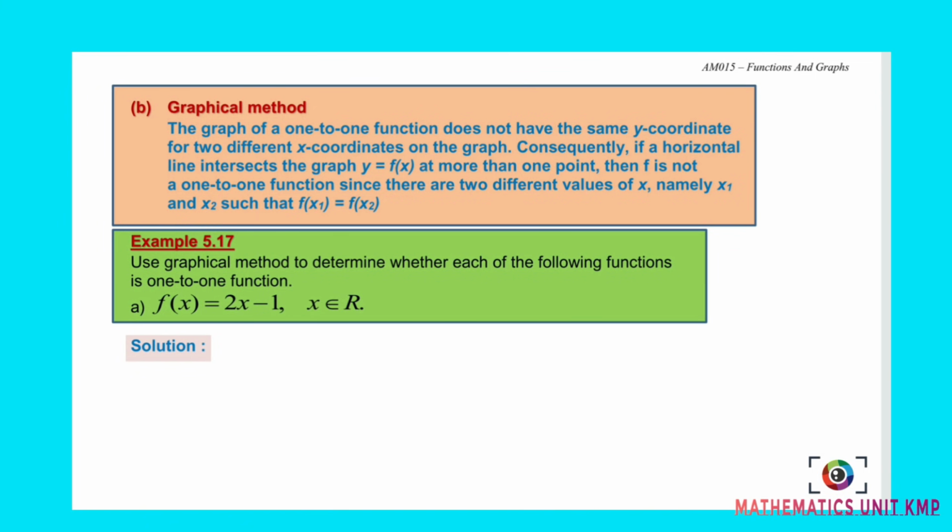For the second method, the graphical method, the graph of a 1-to-1 function does not have the same y coordinate for two different x coordinates on the graph. Consequently, if a horizontal line intersects the graph y = f(x) at more than one point, then f is not a 1-to-1 function, since there are two different values of x, namely x1 and x2, such that f(x1) = f(x2). What does it mean? If a horizontal line cuts the graph at one point, then f is a 1-to-1 function.